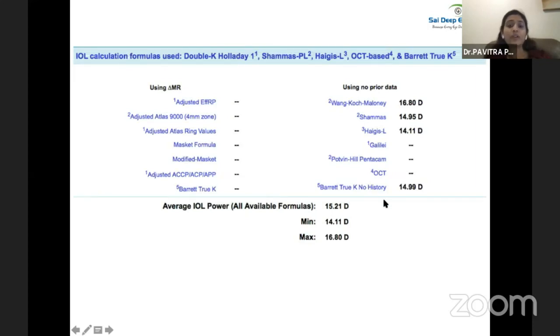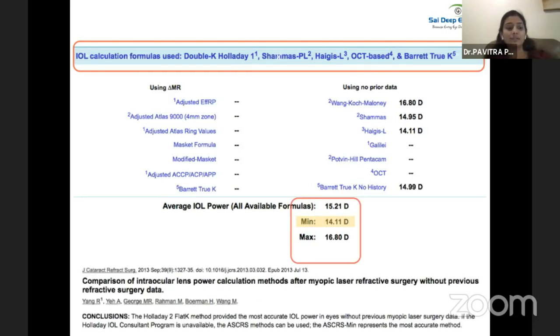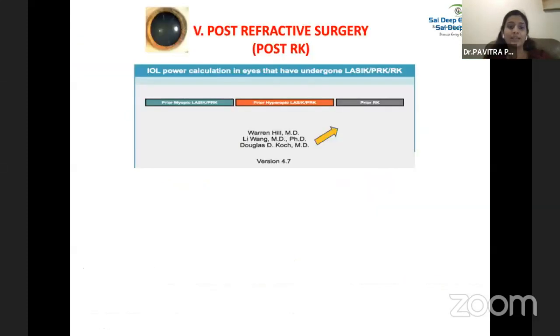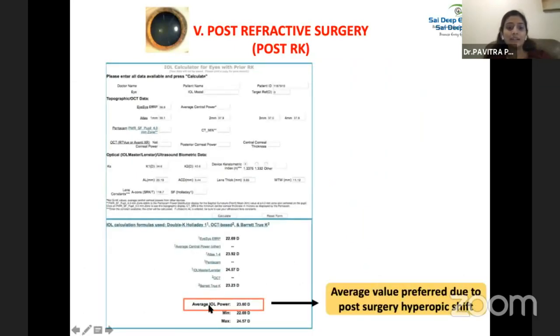Here, because we didn't have the pre-op LASIK data, we will get the different IOL powers on our right side. And depending on that, we also get the average, minimum, and maximum power. So for post-LASIK patients, we use the minimum IOL power which has been calculated, as has been suggested by the published data. Similarly, in RK patients, the only difference is that instead of taking the minimum power, we take the average IOL power because of the possibility of a post-surgery hyperopic shift. Thank you.